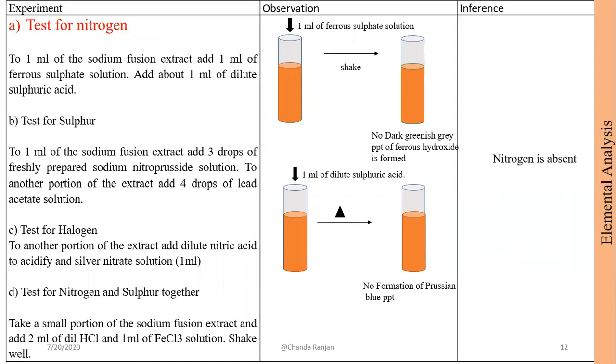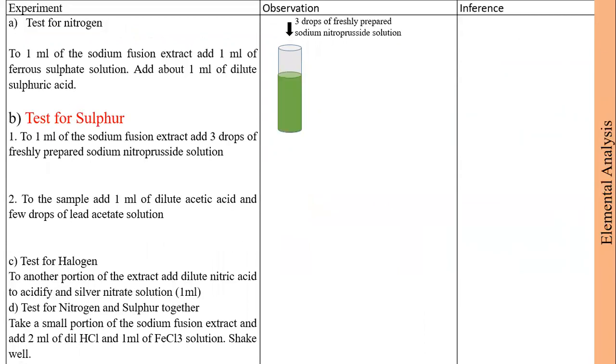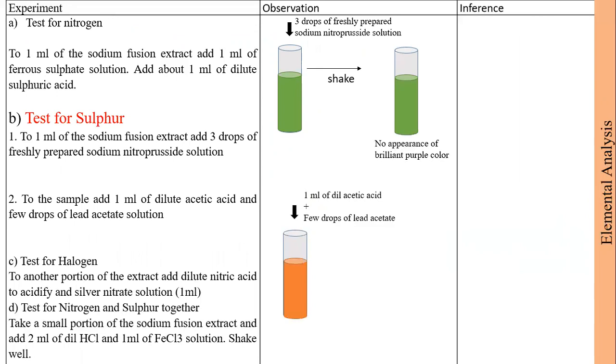We'll again check the presence of sulfur. We'll take the sample and we'll add 3 drops of freshly prepared sodium nitroprusside solution and we'll shake it. No appearance of brilliant purple color. That shows that sulfur is absent.